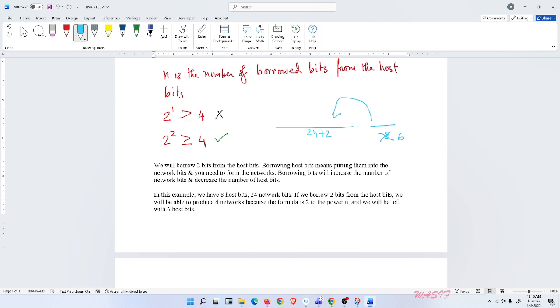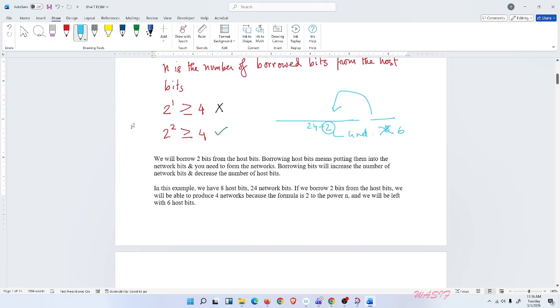Okay, so when you borrow 2 bits, you can form 4 networks. The formula is 2 to the power 2. Borrowing bits will increase the size of the network bits and will decrease the size of the host bits. In this example, you have 8 host bits, 24 network bits. If you borrow 2 bits from the host bits, you will be able to produce 4 networks because the formula is 2 to the power n, and you will be left with 6 host bits.